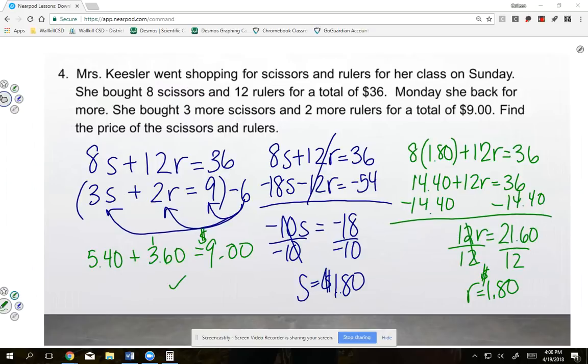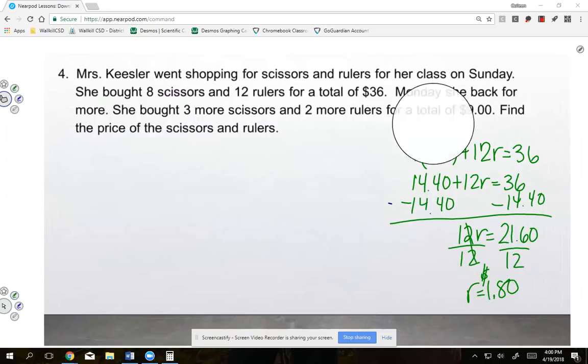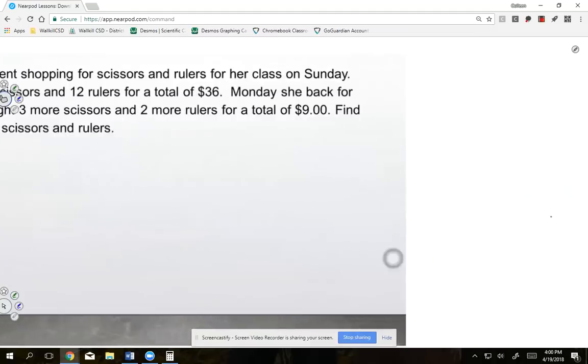And we write a sentence because it is a word problem. So the scissors Mrs. Kiesler bought were $1.80 each, and the rulers Mrs. Kiesler bought were $1.80 each as well. All right, so the rest of the problems are going to be more like this one. Take a look at number 5.